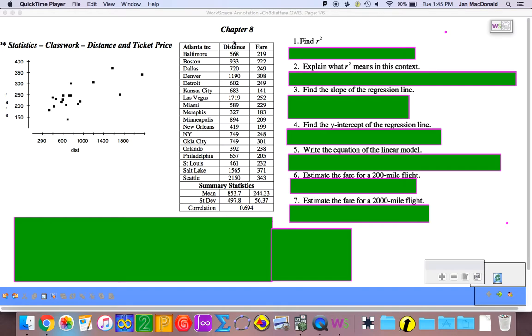Earlier, before we started this video, I did ask you to put your distance traveled in list 1 and your fare in list 2. We know in statistics that X predicts Y. So the distance you travel on a plane should predict the fare that you pay. That's what we're testing here. The distance traveled predicts the fare paid. So your X values are going to go in list 1. Your Y values are going to go in list 2. So take a minute and put those in there if you haven't already done so.